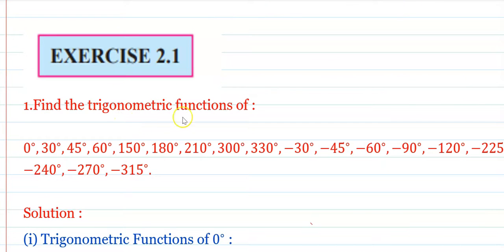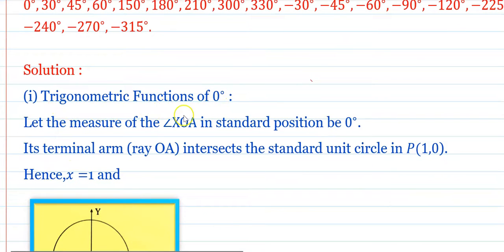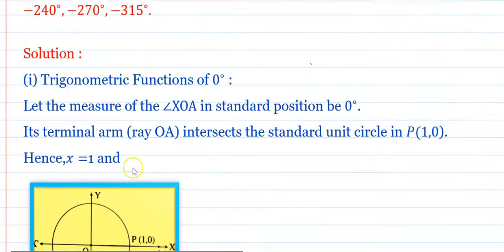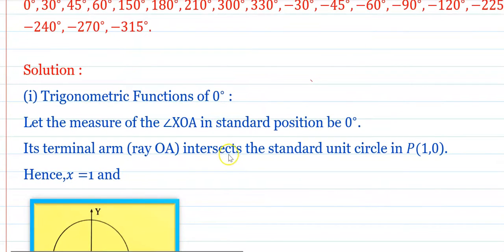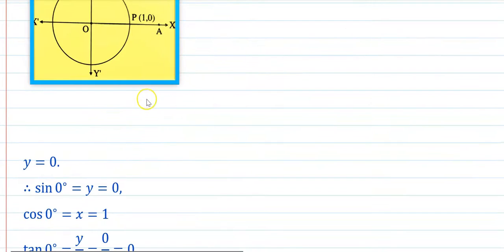Find the trigonometric functions of all these angles. The first angle is 0 degree. Trigonometric functions of 0 degree. Let the measure of angle XOA in the standard position be 0. Here the angle is in a standard position because it is on the x-axis. Its terminal arm ray OA intersects the standard circle in P at the point 1, 0. Here the value of x is 1 and y is equal to 0.